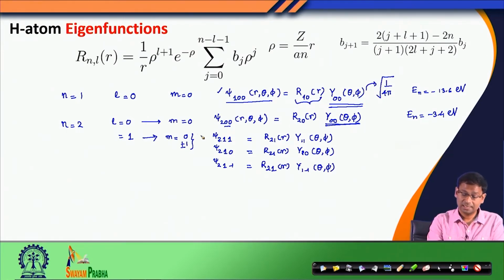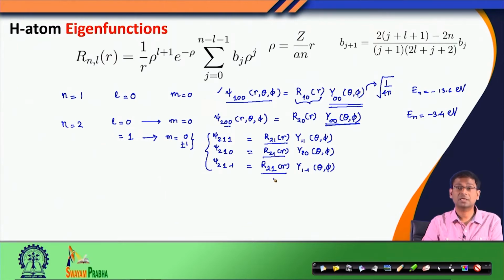So, you see these three quantities, these three eigenfunctions have same radial part, because the radial part depends only on n and L, but they have three different angular functions Y11, Y10, Y1 minus 1, and we have already seen in our previous discussion on the angular momentum eigenfunctions what are the functional forms of Y11, Y10, Y1 minus 1. Just to remind you, they would have explicit dependence on theta and phi coordinates.